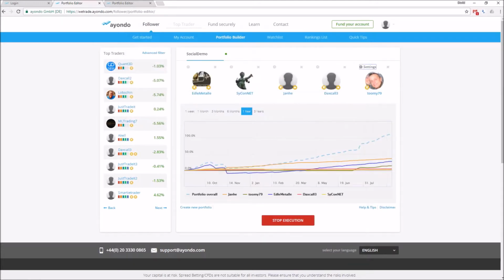There we go, we're ready to go. So there are all my traders in the portfolio, and really I'm ready to go now. And what I can do, because I've set this up already, it's already running.